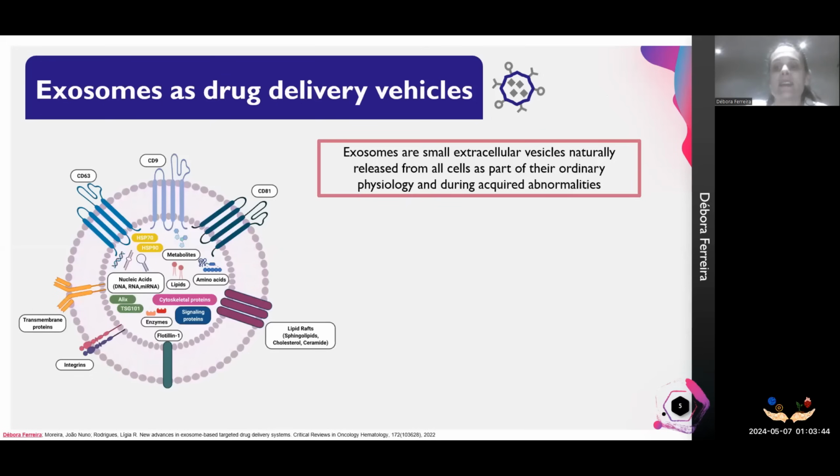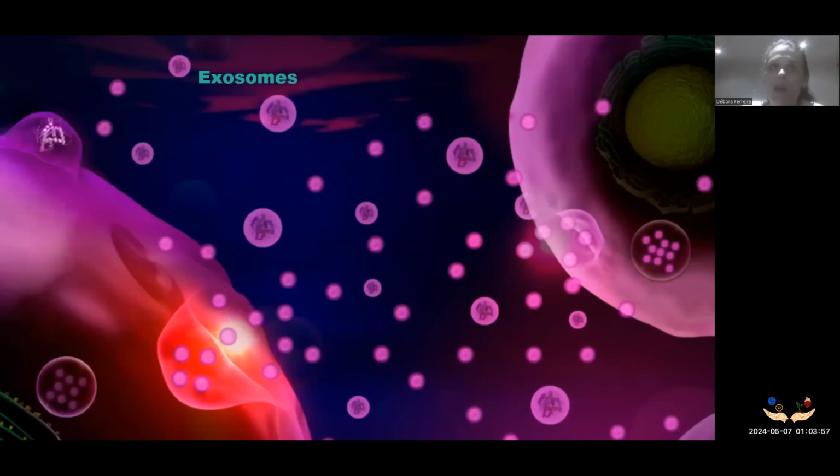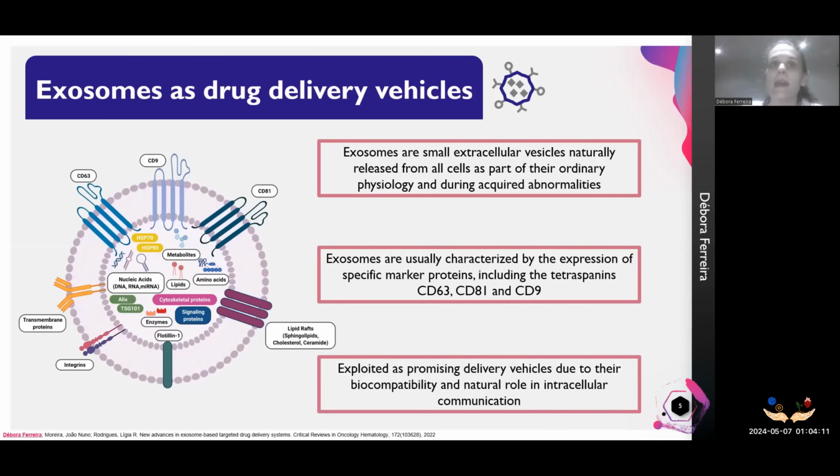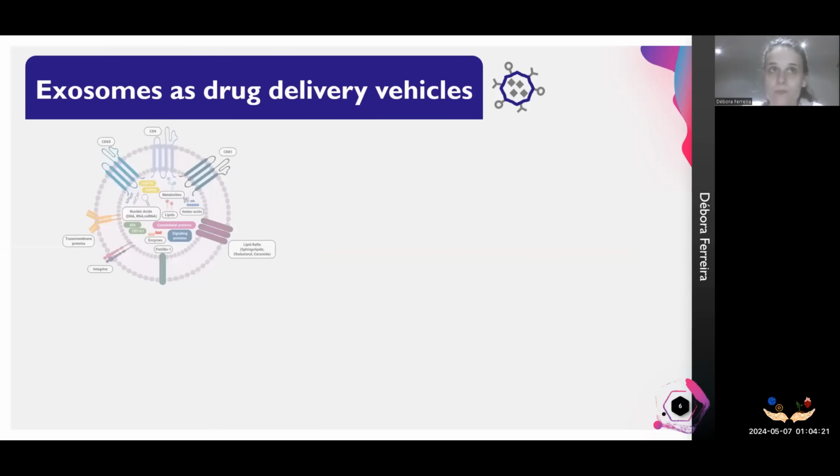So, regarding exosomes, they are small extracellular vesicles that are naturally released from all cells as part of their ordinary physiology, as well as during acquired abnormalities. They are usually characterized by the expression of specific marker proteins, including the tetraspanins CD63, CD81, and CD9, and they have been exploited as promising delivery vehicles due to their biocompatibility as well as natural role in intercellular communication.